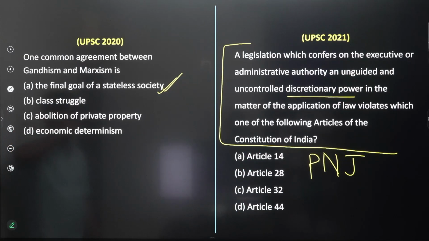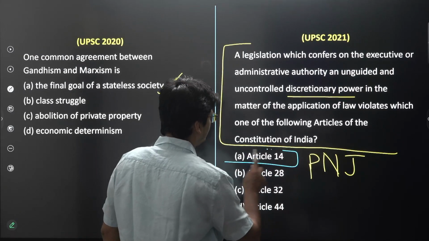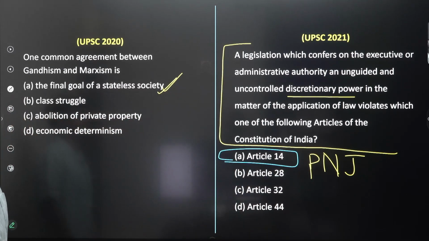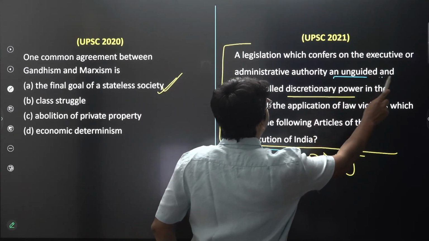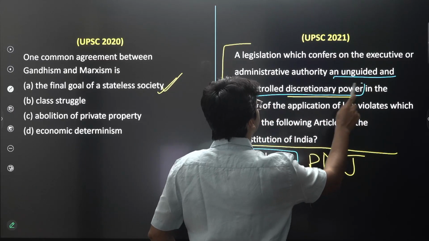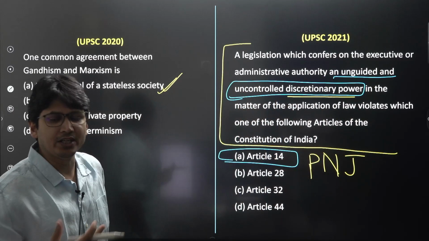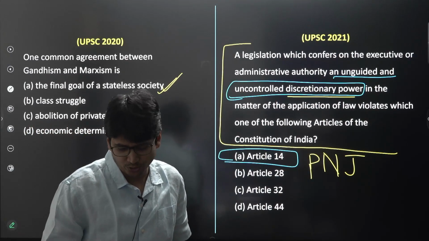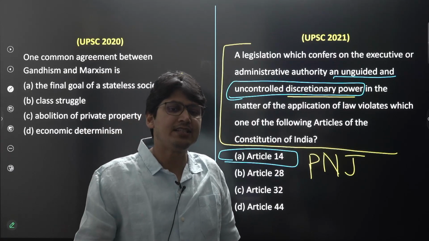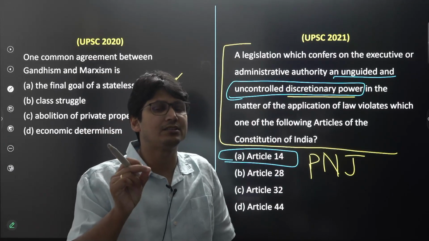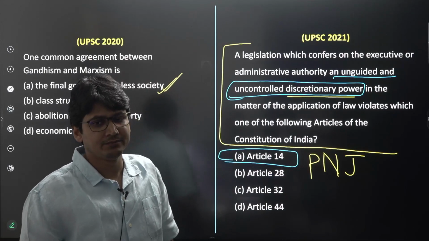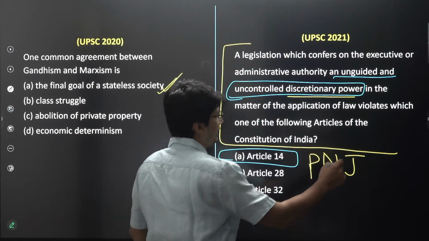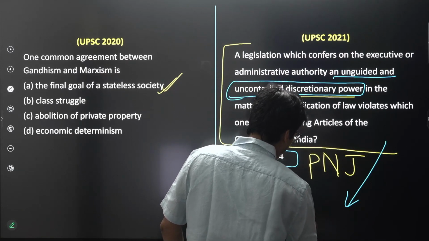Okay. So correct answer here would be this: equality. See this: a legislation which confers on the executive or administrative authority an unguided and uncontrolled discretionary power. So the moment you say unguided and uncontrolled discretionary power, it means the administrative authority has all the powers to decide whatever they feel like, and hence it fundamentally attacks against Article 14 because such decisions would be arbitrary. So this whole concept is based on this understanding of arbitrariness.